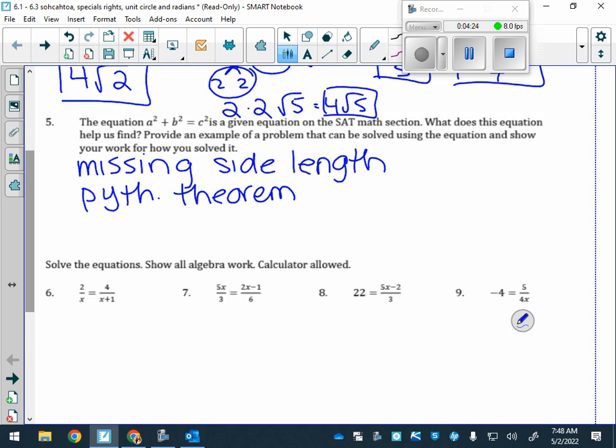Yeah. The triangle needs to be right. We have seen it a lot for right triangles. What do you guys think? Is it only used for right triangles? It could be used for any.